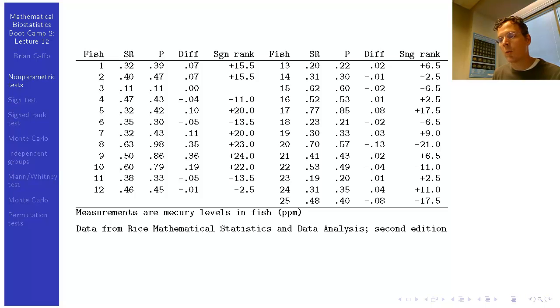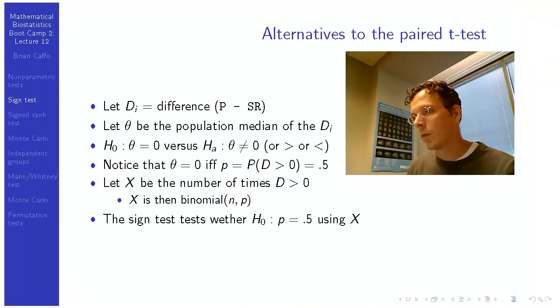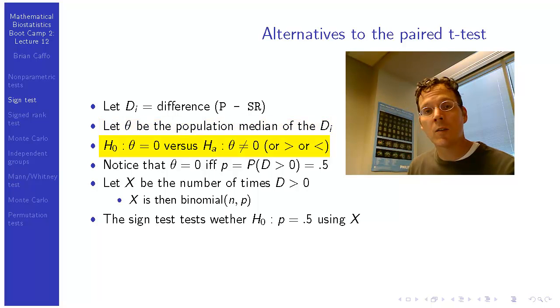But we're going to be talking about non-parametric tests. So what we're concerned about is the validity of the assumptions that go into typical tests, such as normality. Okay, so let D_i be the difference for each fish. In this case, I'm subtracting P minus SR. And then let theta be the population median of the differences D_i. And we want to test whether that median is 0 versus the median being non-zero.